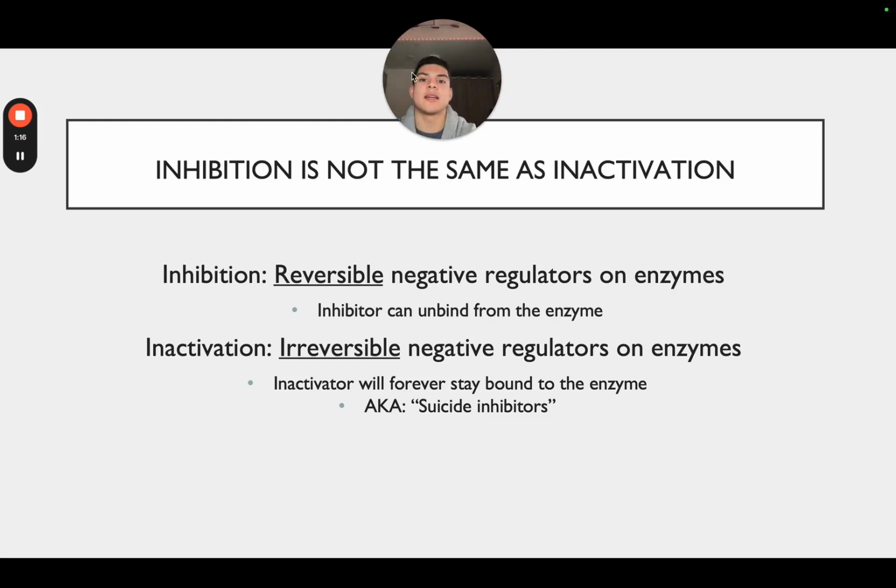And then moving on to enzyme inhibition. Inhibition and inactivation are not the same thing. Inhibition is reversible, whereas inactivation is irreversible. They're both negative regulators. An inhibitor can unbind from an enzyme, so it can bind and unbind. There's this reversible component. And then inactivators will stay forever bound, and they're also known as suicide inhibitors from previous years.